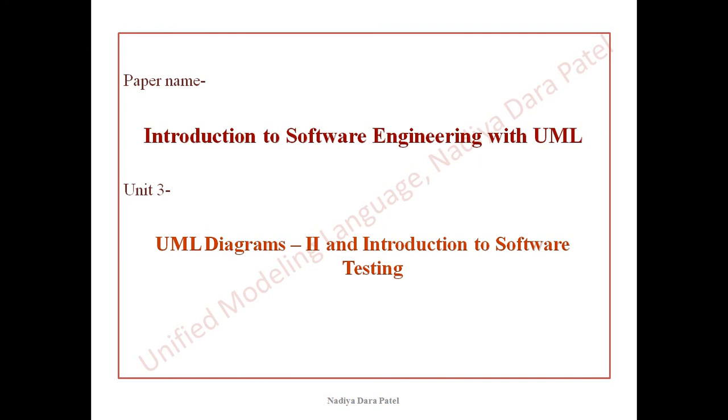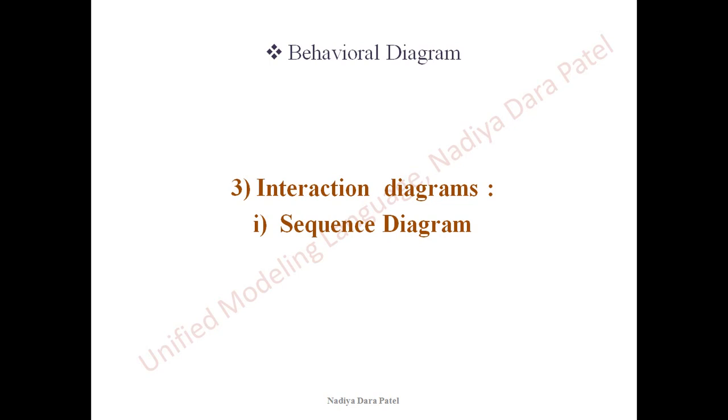So we are going through UML diagram part 2 and introduction to software testing. We are in continuation to interaction diagrams and sequence diagram. We have already gone through what interaction diagrams are all about. We have seen the overview of sequence diagram, and now in this lecture we will actually understand how to draw a sequence diagram for our software project.